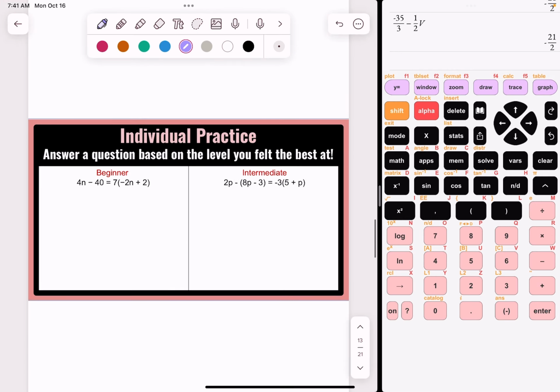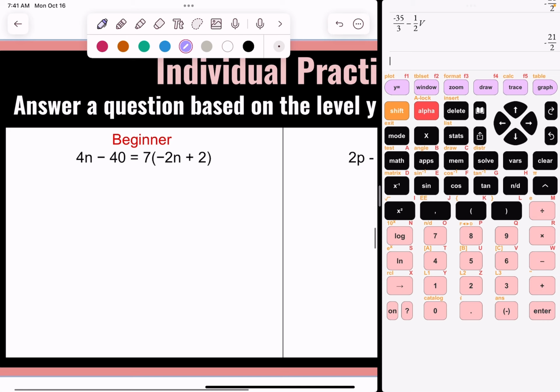Alrighty. Now, let's look at individual practice. Pick: are you more beginner or intermediate? Do a problem. Alright, left side, leave it alone. 4n minus 40. Now on the right side, 7 times negative 2n is negative 14n. 7 times 2 is 14.